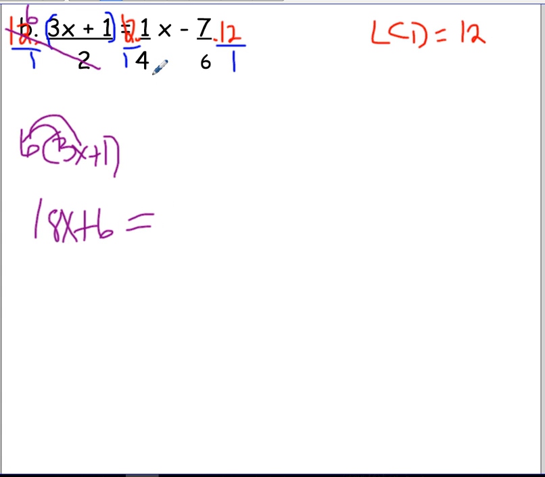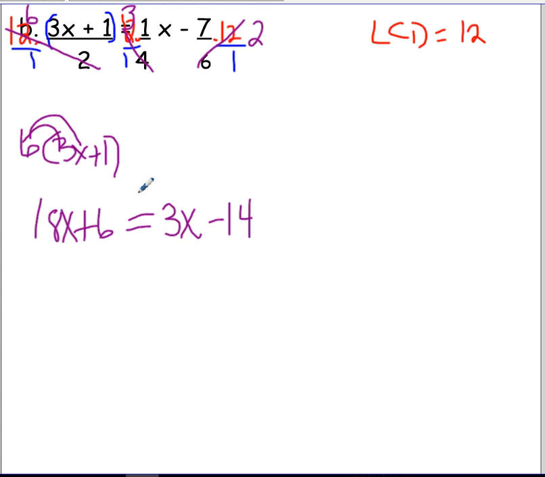And on the right-hand side, 4 goes into 12 3 times. So 3 times 1 is 3. So we have 3x there. And 6 goes into 12 2 times. And so 7 times 2 is 14. So we're subtracting 14 there. So again, that crazy thing, when we multiply by 12, we get 18x plus 6 is equal to 3x minus 14. A little bit easier to work with, I would believe, and I think you would agree.